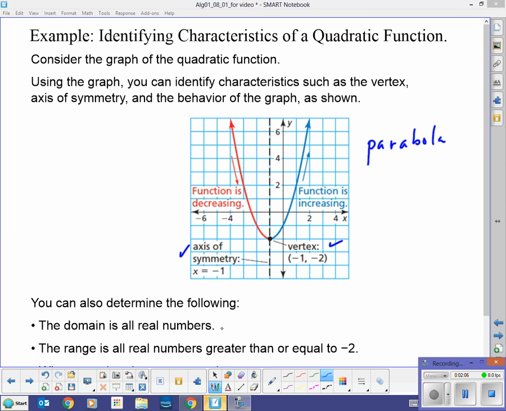We can see also from this graph that the domain is all real numbers because the x values will continue to decrease or increase. They cover all that way. We can also see that the range is going to be based on the vertex. The range is all real numbers greater than or equal to -2 in this case.